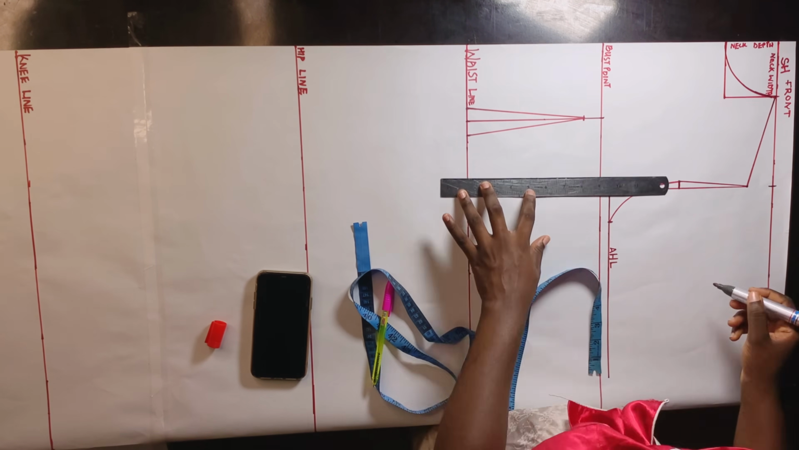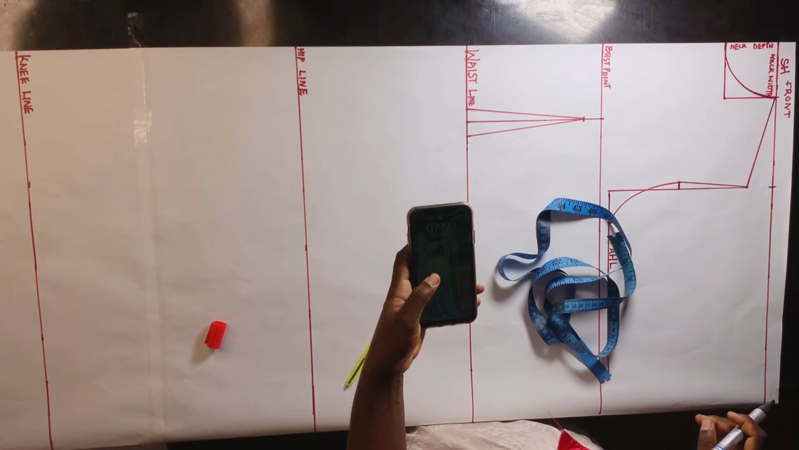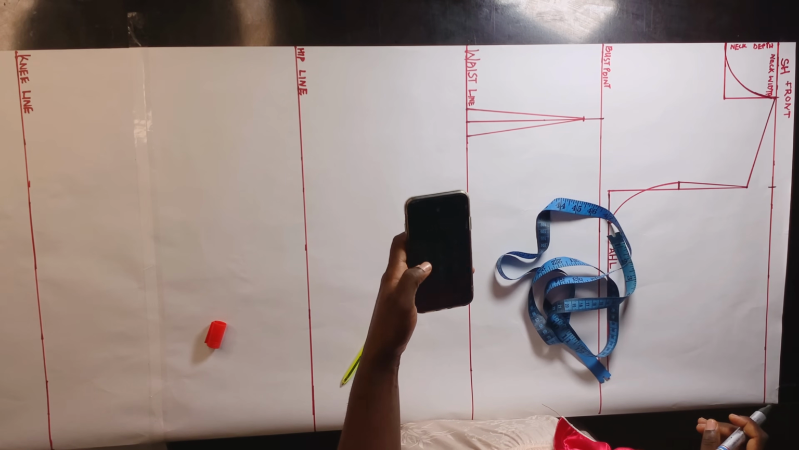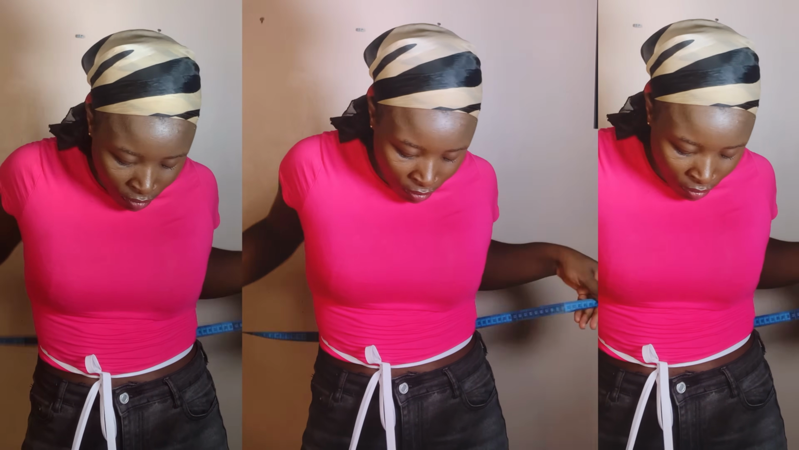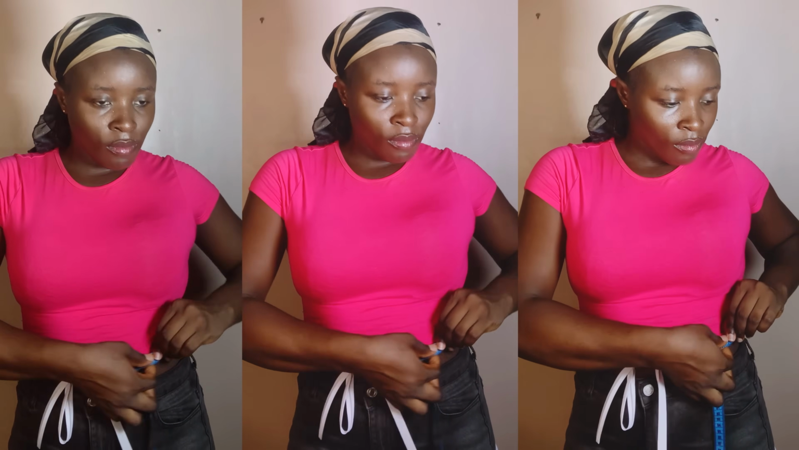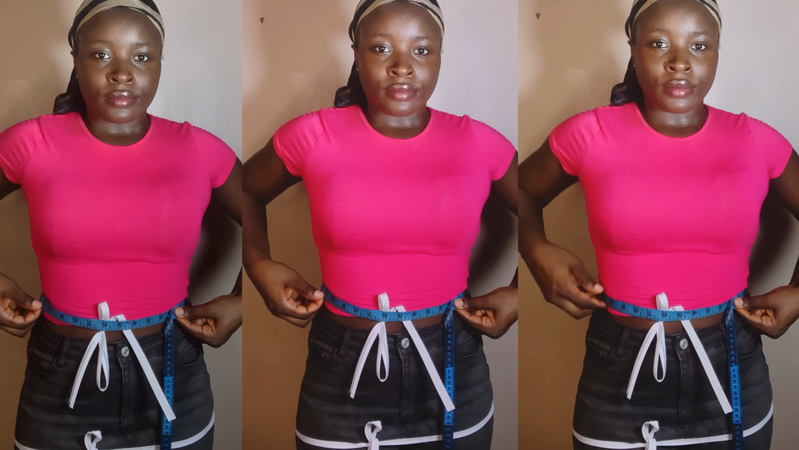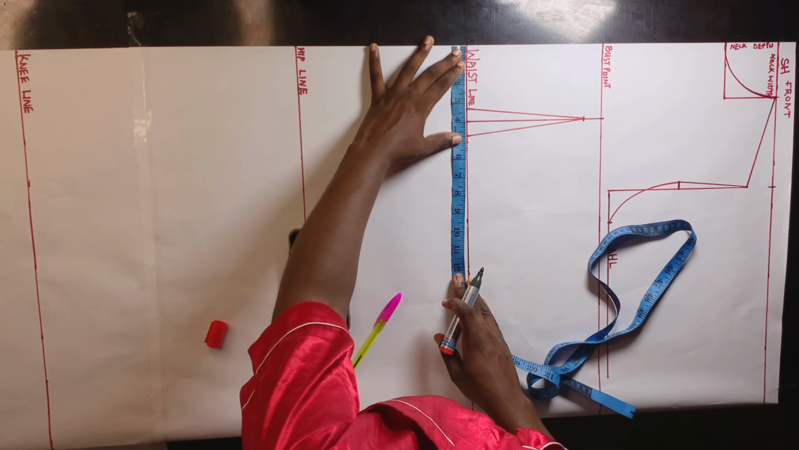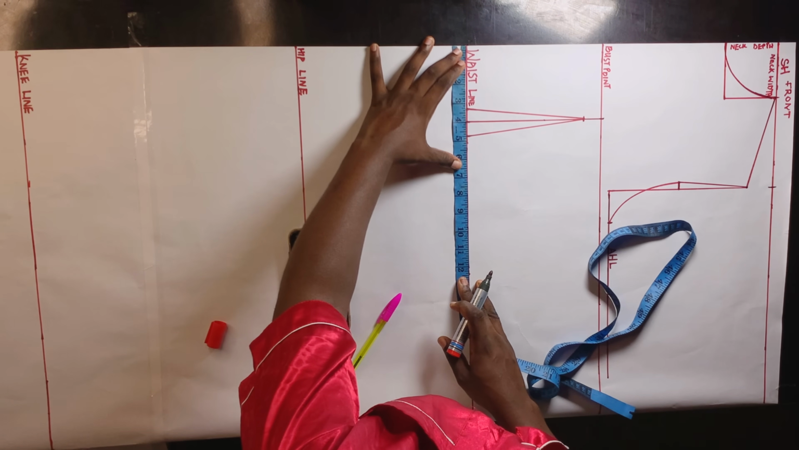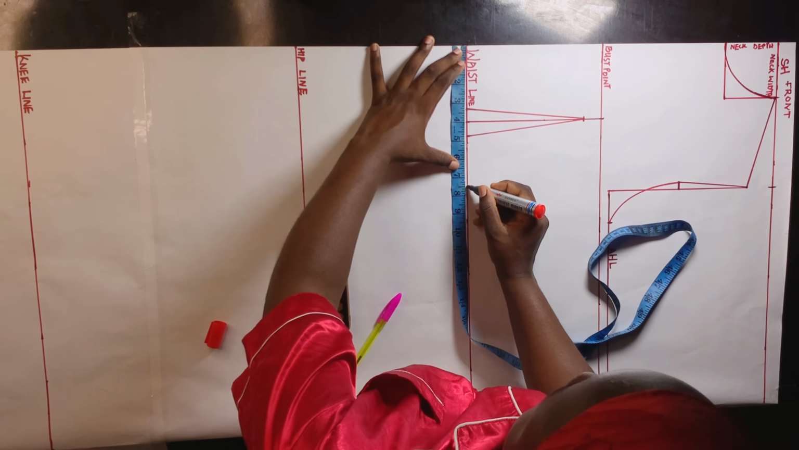The next step is to divide your waist circumference by 4, and here is how to take that measurement. Just place your tape around the smallest part of your waist or your natural waistline, and do not forget to place a finger underneath so that your measurement is not too tight. Okay, mine is 30 inches. 30 divided by 4 gives me 7.5. So on the waistline I am going to mark that 7.5.